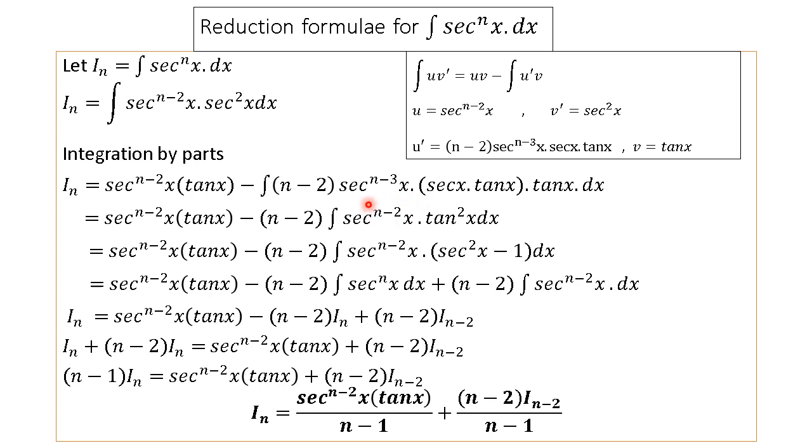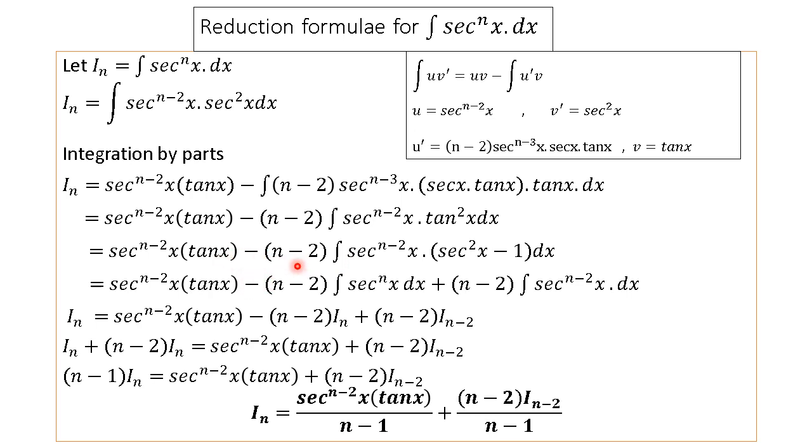In the next step, here is secant to the power n minus 3 x into secant x. Bases are the same, so the indices must be added: secant to the power n minus 3 plus 1 is secant to the power n minus 2 x. Here tan x into tan x is tan square x. As you all know, by the trigonometric identity, 1 plus tan square theta can be written as secant square theta. Therefore, tan square theta can be written as secant square theta minus 1. So tan square x can be written as secant square x minus 1. Remaining terms are as it is.